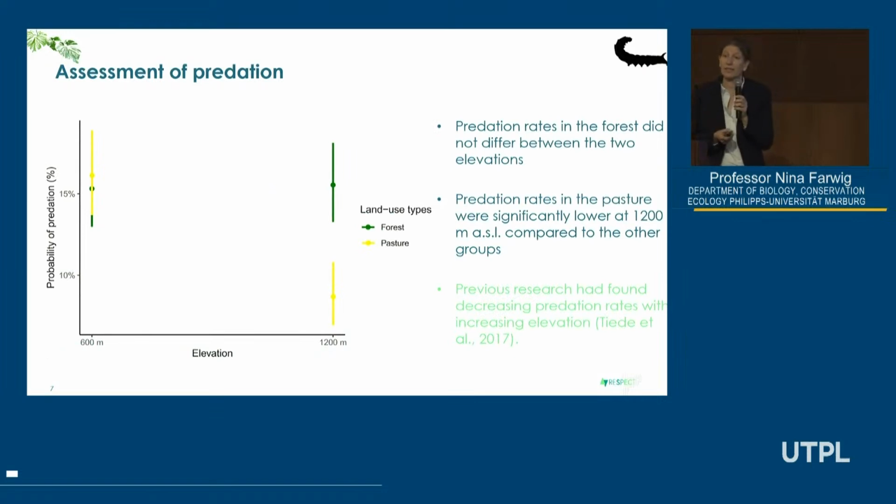If you then compare the elevation and land use types, you see that in green here, in the forest, we did not find a difference in predator attack on these caterpillar dummies, while with 15%, the attacks on these caterpillars were quite high in the comparative study that we did in the mountain rainforest. We had an attack rate of lower than 10%, and for the pasture or agroforest, we found that the predation rate is higher in the lowlands, while it's lower at 1,200 meters. And though you cannot see this well, we found in the mountain rainforest that the predation pressure decreased with elevation, because in this harsh environment at 3,000 meters, we didn't find many arthropods.